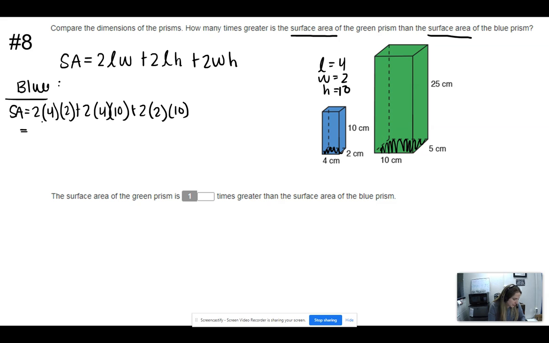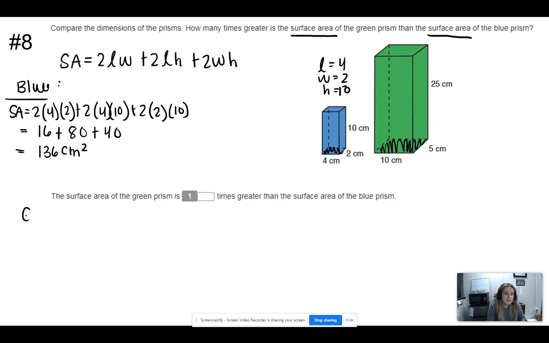Now let's multiply those numbers together. 2 times 4 times 2 gives me 16, plus 2 times 4 times 10 gives me 80, plus 2 times 2 times 10 gives me 40. Add these numbers together, and I get 136 centimeters squared.